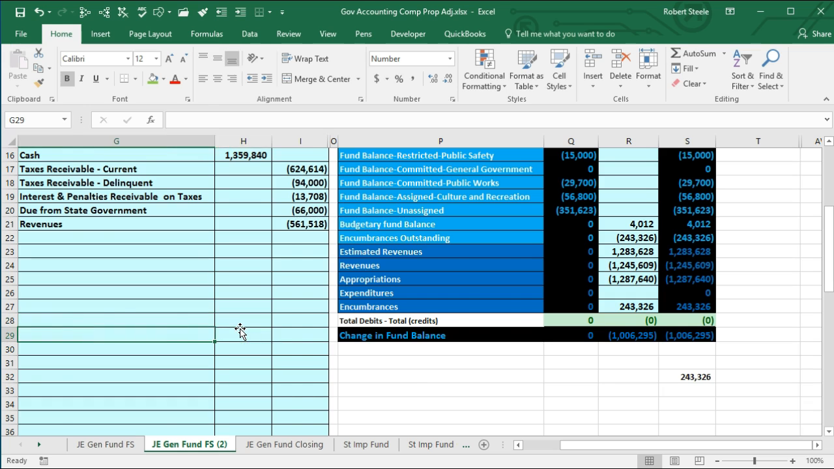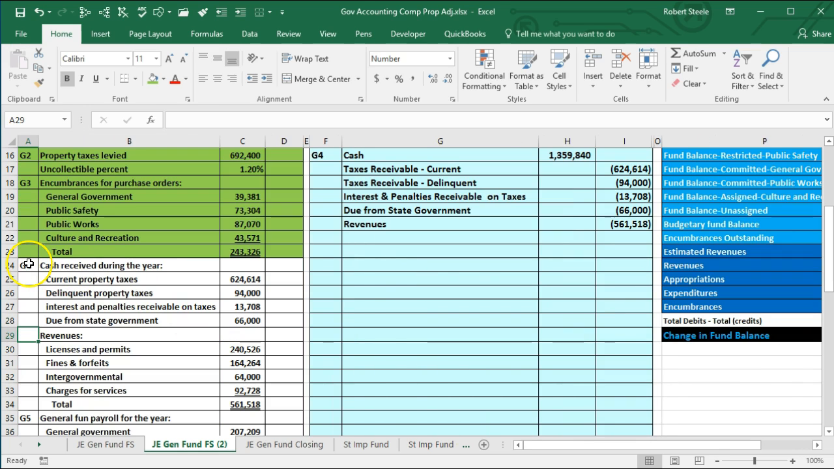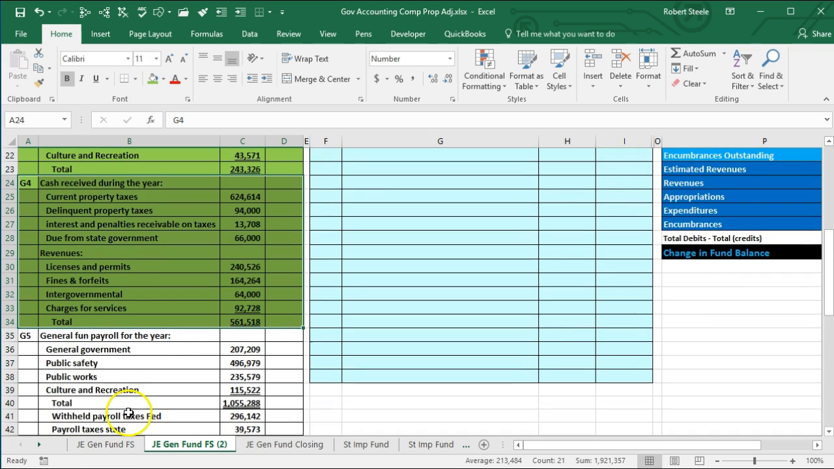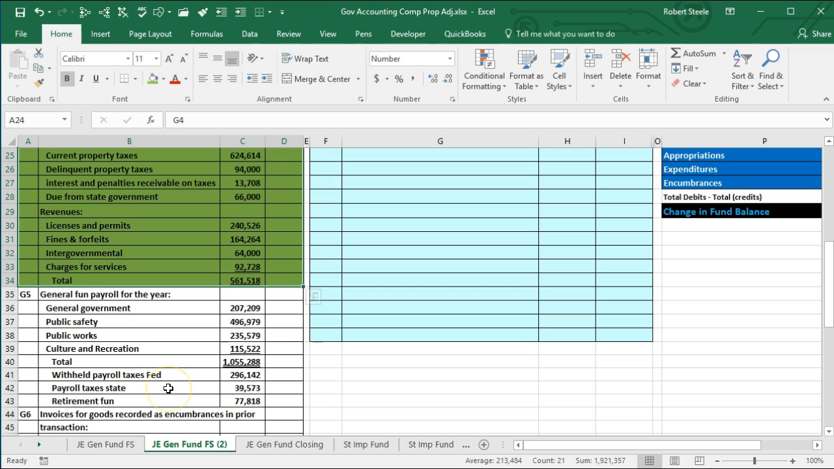Now let's scroll back to our data. I'm going to highlight this information and say that that has now been entered. I'm going to make it green and go on to G5, where we have general fund payroll for the year. And I think this should be fun. Let's go ahead and put that.